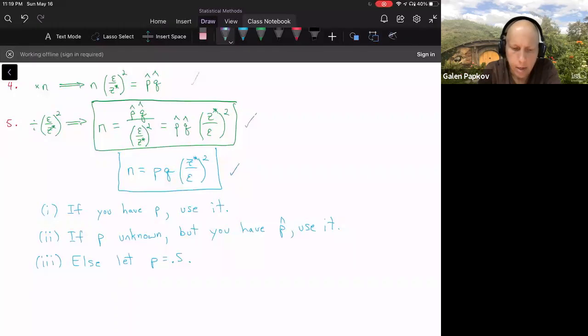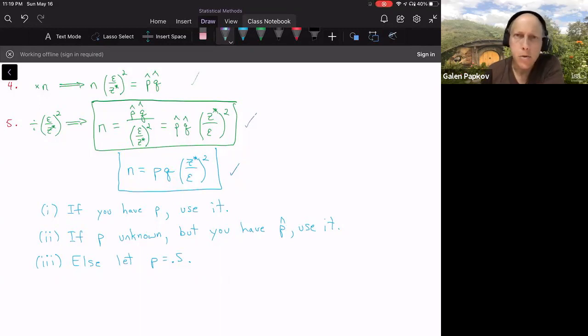So that's the thought process. If you have p, use it. If you don't, but you have an estimate for it, then use that. And if you don't even have that, then just let it be 0.5. And remember, if p is 0.5, then q is also 0.5 because it's 1 minus p. So those are the formulas that we're going to need.